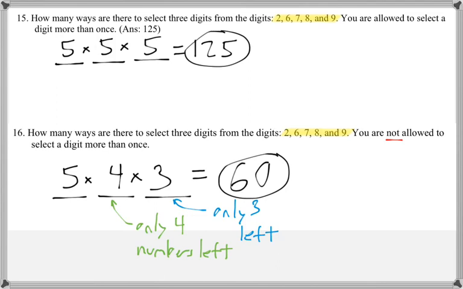So there's a big difference if we are allowed to select a digit more than once, and if we are not allowed to select a digit more than once.